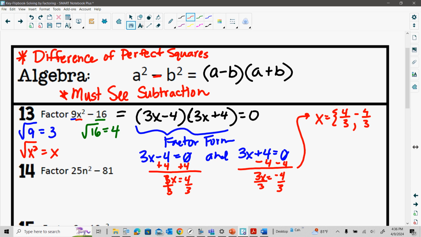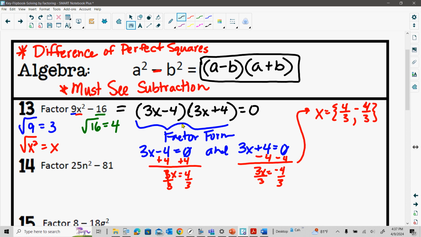All right, so with the difference of squares, if I want my factor form, then I want to do this shortcut. Okay. But if I want to solve it, I can show you another way to get to your solution that's faster than looking at your factor form.